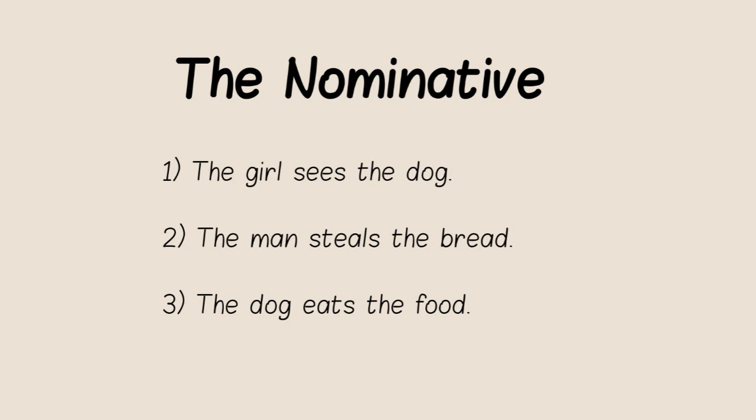So the nominative is just the thing or the person who's doing the action. So the girl is doing the action because the girl is seeing, that's the action. So the girl is in the nominative. She's in the nominative and she's a noun. Number 2, the man is doing the action of stealing. So the man is in the nominative. And then number 3, the dog is doing the action of eating. So the dog is in the nominative.